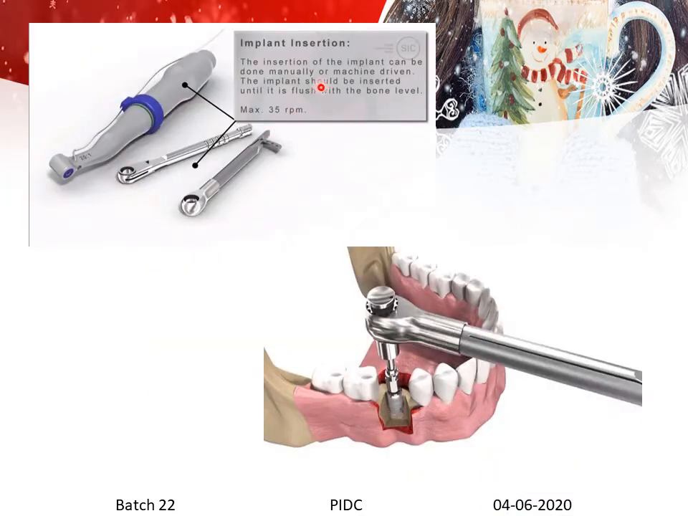After all this, once the site is prepared, we go in for the implant insertion. The insertion of the implant can be done manually or it can be machine driven. The implant should be inserted until it's flush with the bone level. This is done with the help of these hex drivers. After we place the implant with the help of the machine, the implant is tightened further with the help of a hex driver.